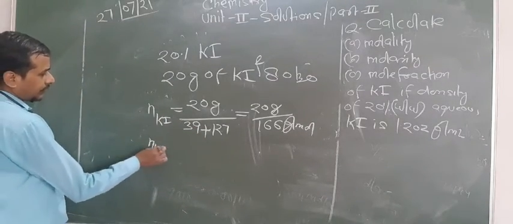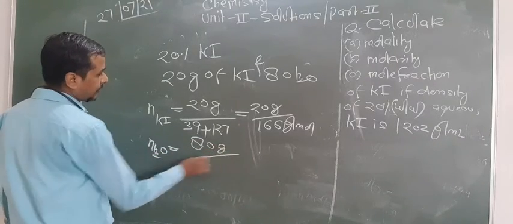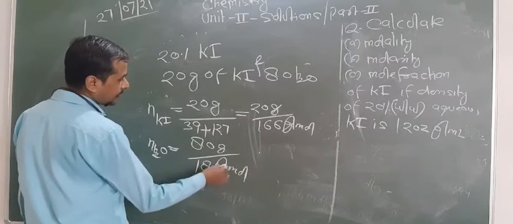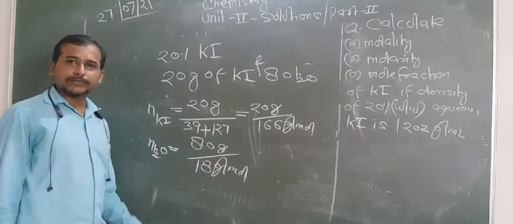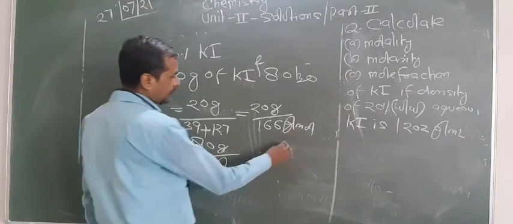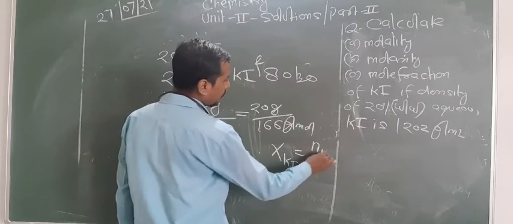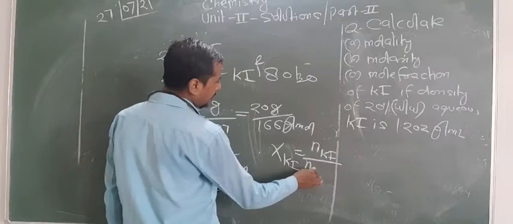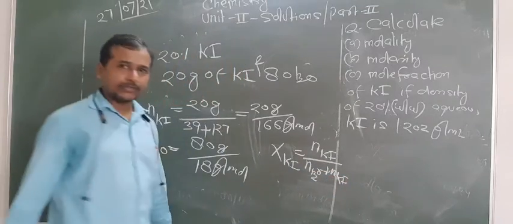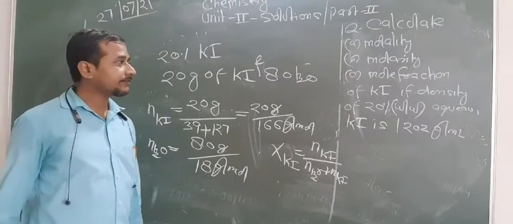Then we can calculate the number of moles of water by 80 gram divided by 18 gram per mole. So this will give the number of moles of water. By this way, now we can calculate the mole fraction. So the mole fraction of KI equals the number of moles of KI divided by the number of moles of water plus the number of moles of KI. By putting in this formula, you can find the mole fraction. Are you getting this point or not?